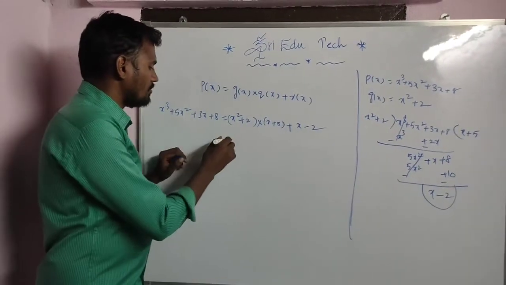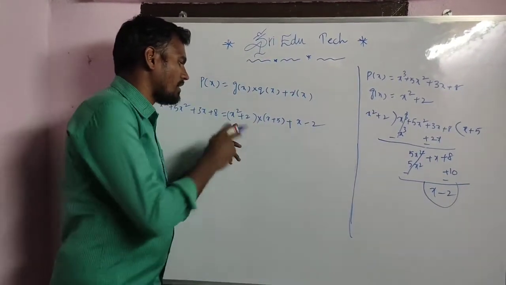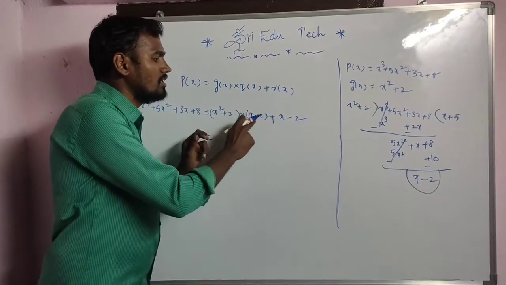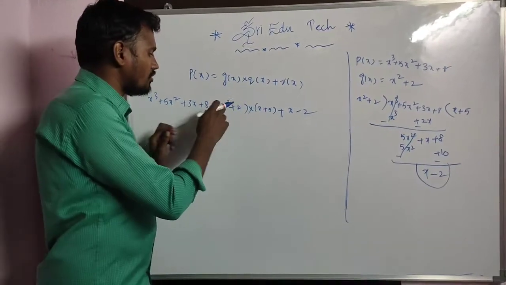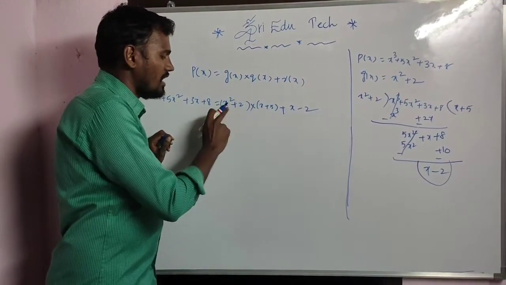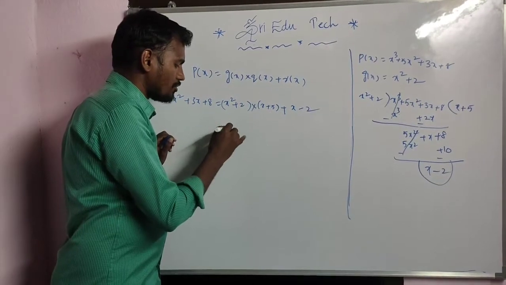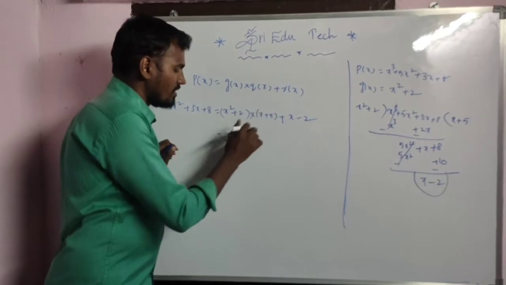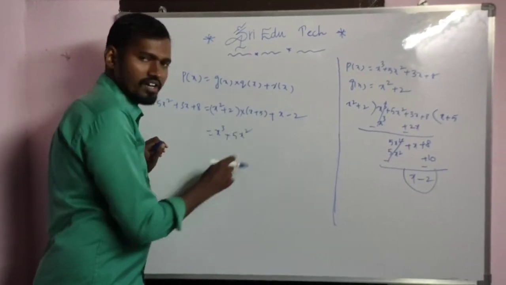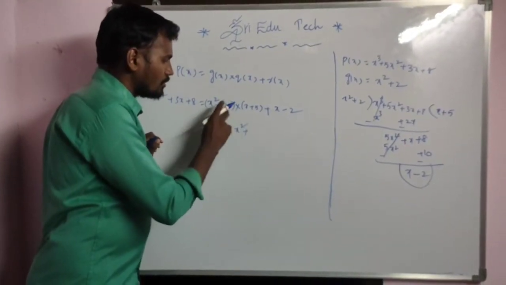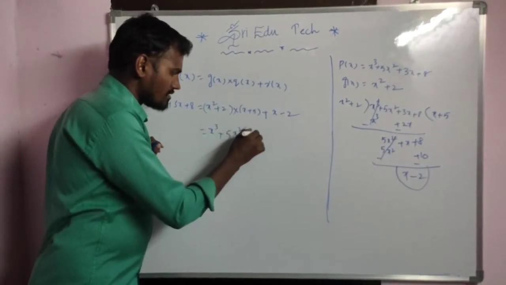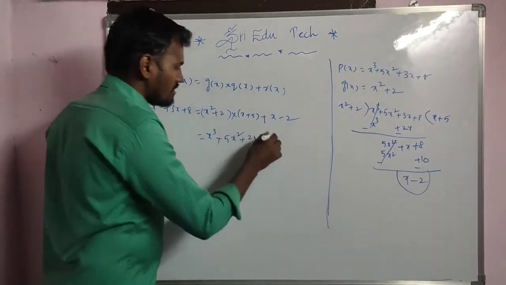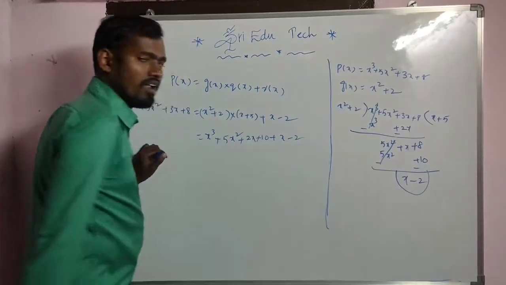Now first we have to multiply this x square with x plus 5, then multiply 2 with x plus 5. Let us do first x square with x plus 5. x square into x is x cube, plus 5 into x square, 5x square, plus 2 into x, 2x, plus 2 fives are 10. Next the answer is plus x minus 2.